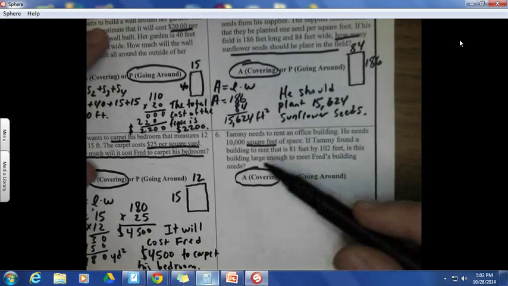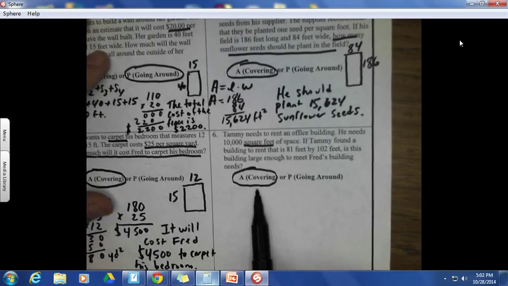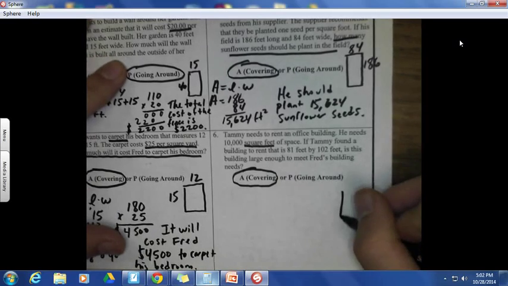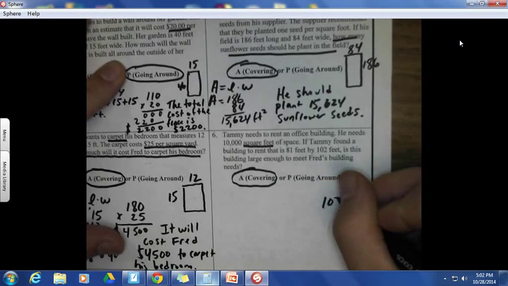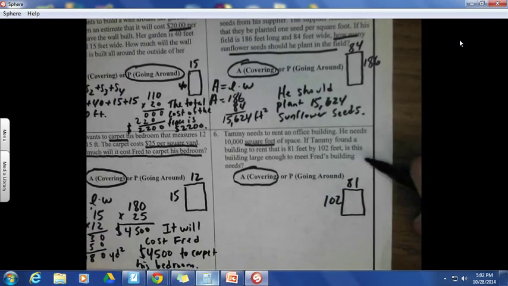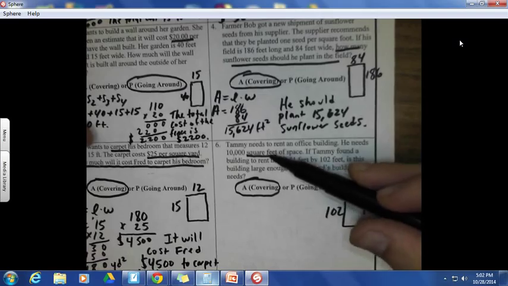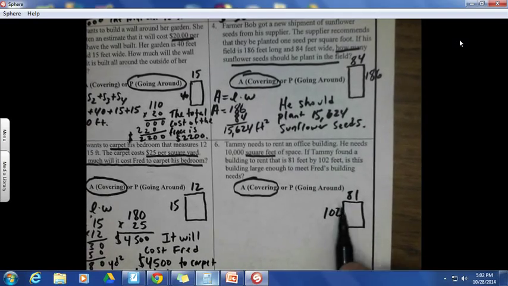Alright, he needs this many square feet of space, 10,000 square feet of space. This is a covering. If Tammy found a building to rent that is 81 by 102 feet, is the building large enough to meet Fred's building needs? Basically the question is asking, is this area greater than or less than 10,000 square feet? Because this is how big he needs the building to be. So does this building suit his needs?